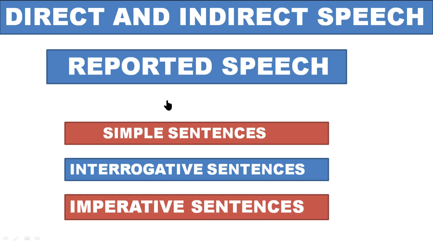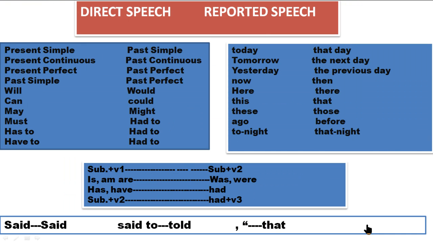First, we will see simple sentences. Then in the next video, I'll teach you how interrogative sentences and imperative sentences are changed into indirect speech. Now see the rules to change direct speech into reported speech or indirect speech.